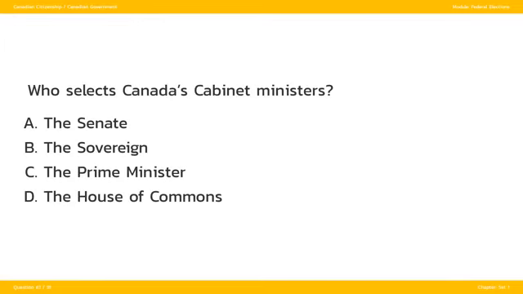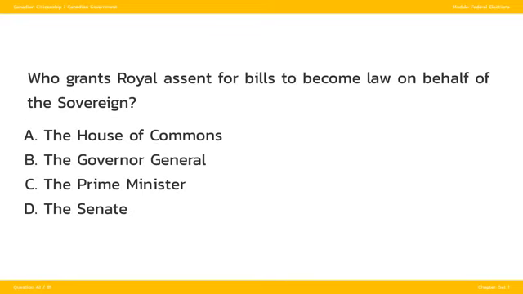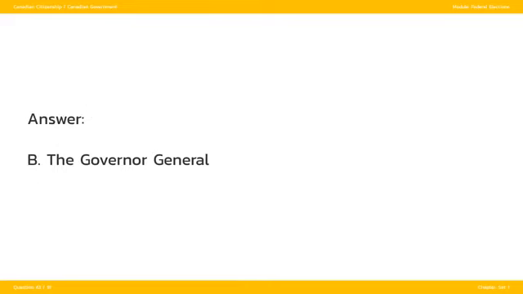Who selects Canada's cabinet ministers? A. The Senate. B. The Sovereign. C. The Prime Minister. D. The House of Commons. The answer is C. The Prime Minister. Who grants royal assent for bills to become law on behalf of the Sovereign? A. The House of Commons. B. The Governor-General. C. The Prime Minister. D. The Senate. The answer is B. The Governor-General.